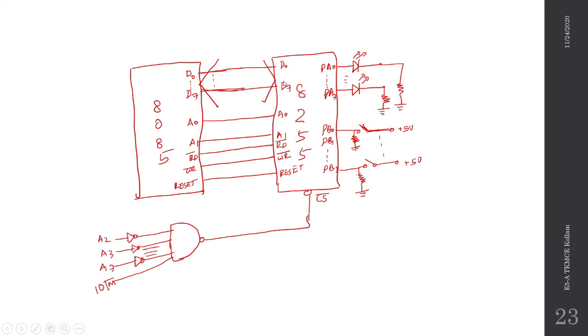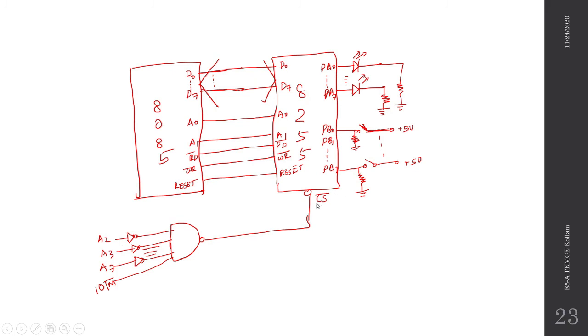Here the data is bidirectional. The 8085 data bus is directly connected to the data bus of the 8255. Here A0 and A1 are used for selecting the port and control word register. RD bar and WR bar are used for read and write operations, and the reset signals of these 2 devices are connected. As seen here, port B is connected to 8 switches and port A is connected to 8 LEDs.